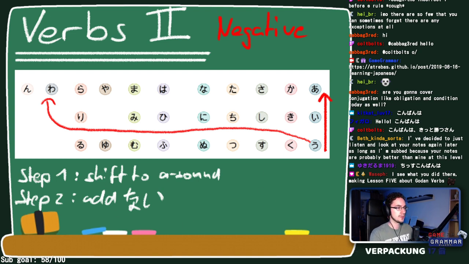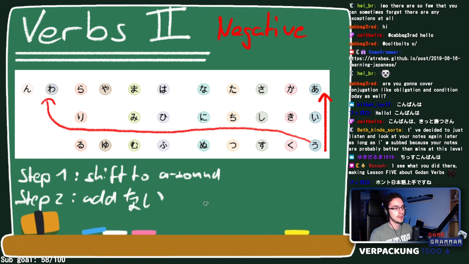So we're going to learn negative conjugation in two simple steps. Shift to an a sound, and then add nai. Keep this in mind. I'm going to delete this, but really keep this in mind. Two simple steps: shifting a vowel, and then adding nai.